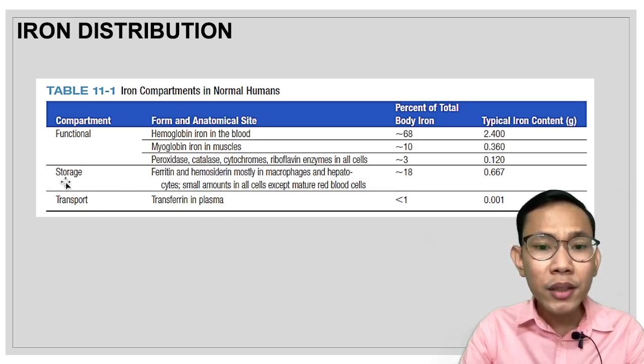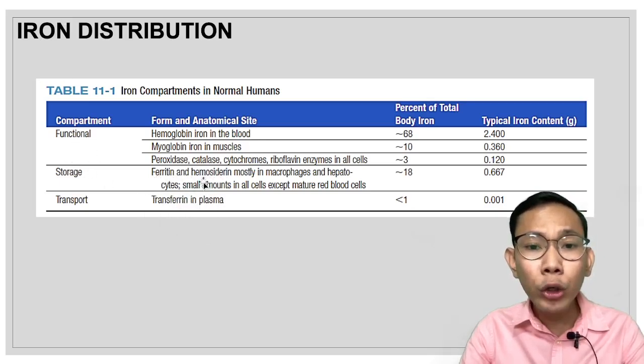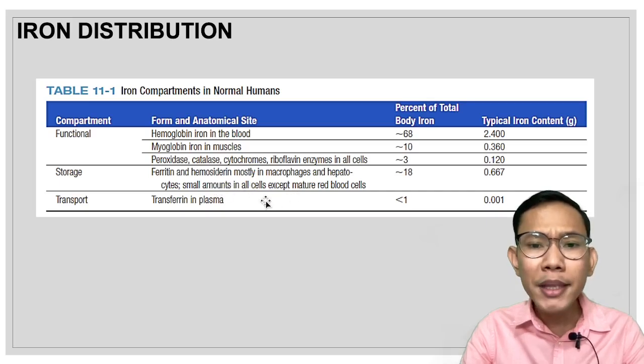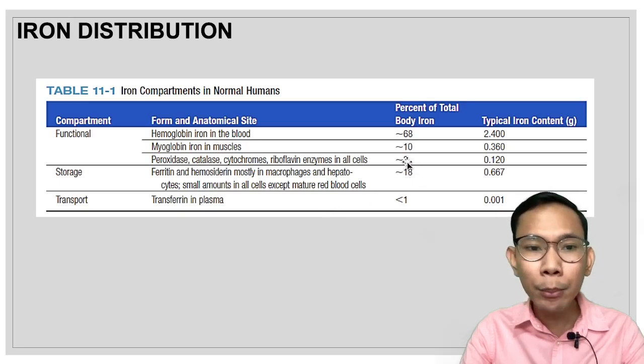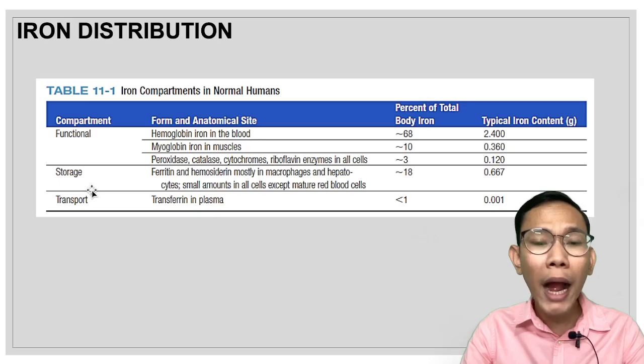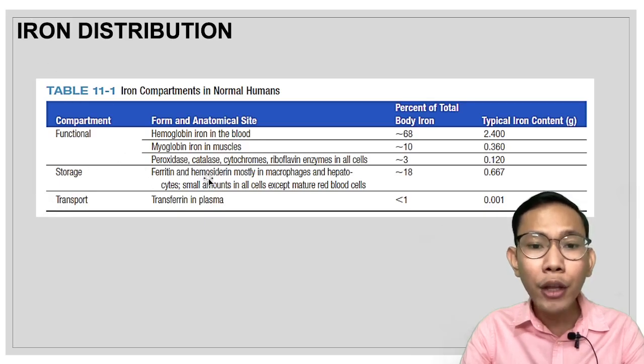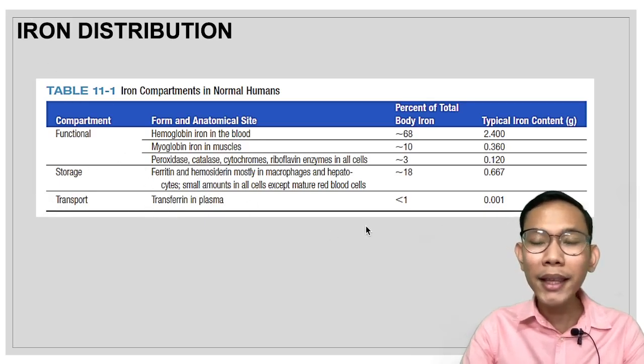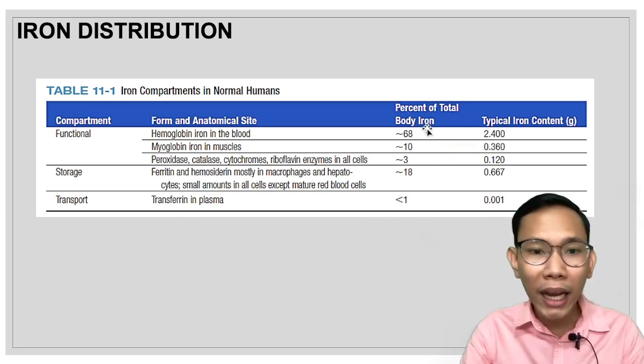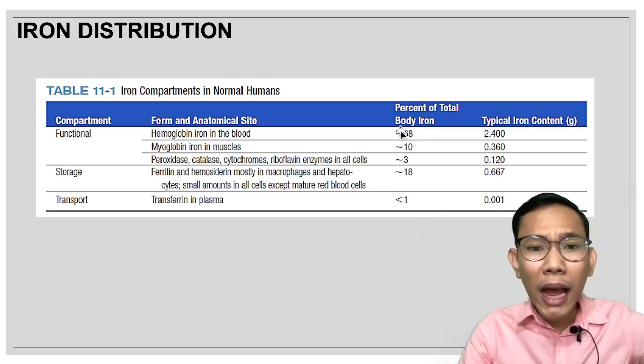And also as storage, remember the storage form of your iron could be your ferritin and your hemosiderin in your macrophages and your hepatocytes. Small amounts in all cells except your mature red blood cells, approximately 18%. Again, the storage form of your iron basically is your ferritin and your hemosiderin. The transport mechanism of your iron is in your transferrin. But again, in terms of the percent of total body iron, 68% of the total iron is in your hemoglobin, 18% as storage, and lastly, 10% in your myoglobin.